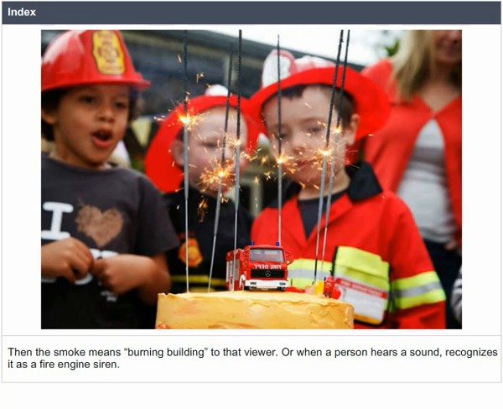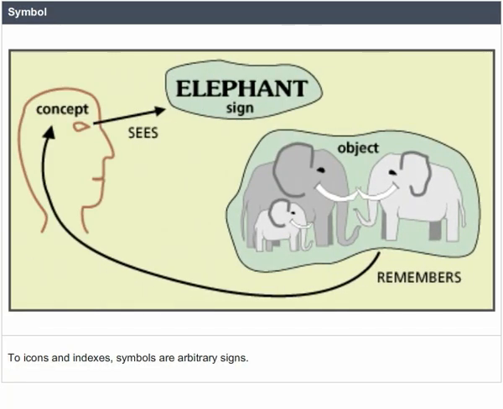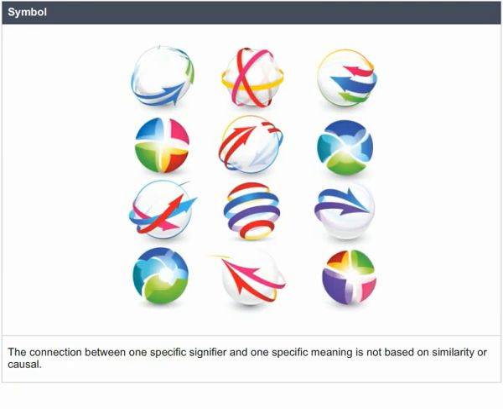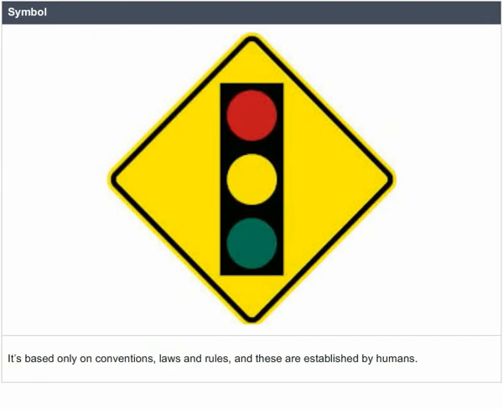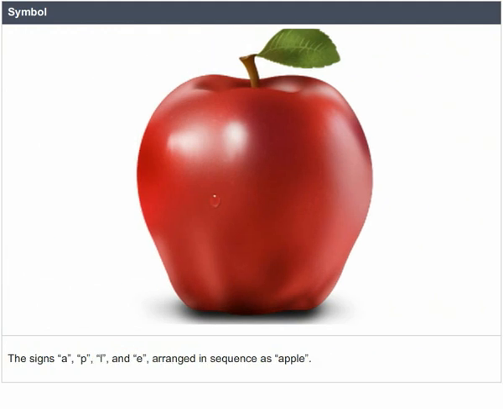Symbol. Unlike icons and indexes, symbols are arbitrary signs. The connection between one specific signifier and one specific meaning is not based on similarity or causality. It is based only on conventions, laws and rules, and these are established by humans. The signs A, P, P, L and E arranged in sequence mean apple.